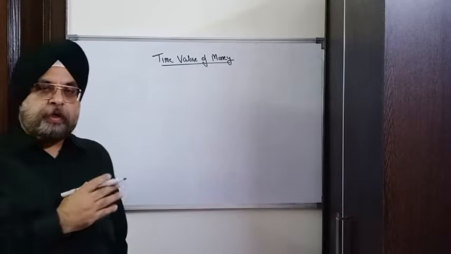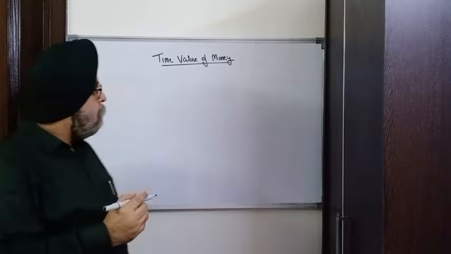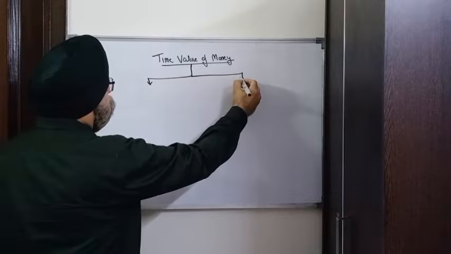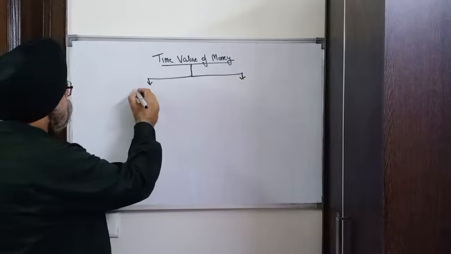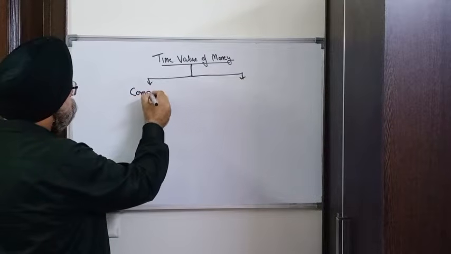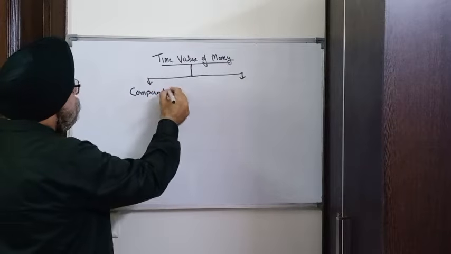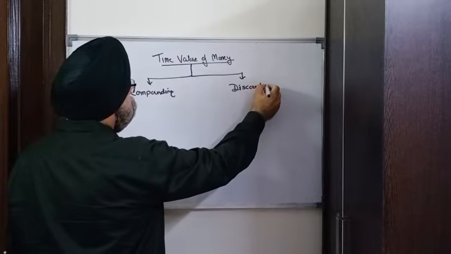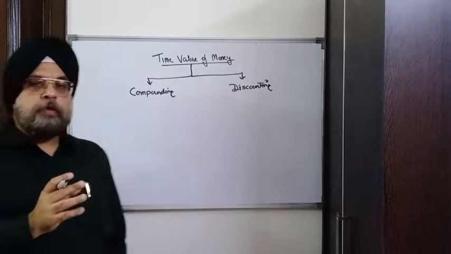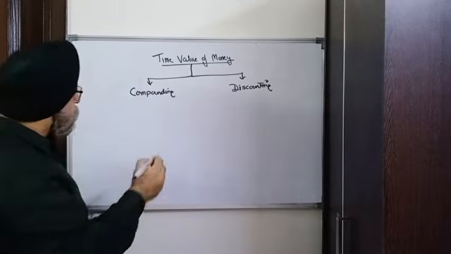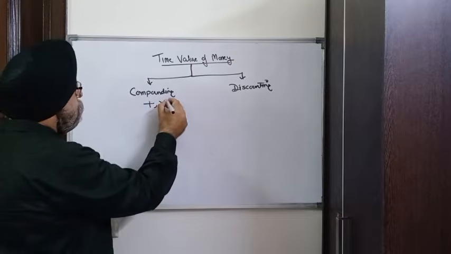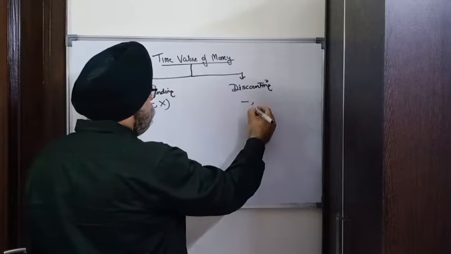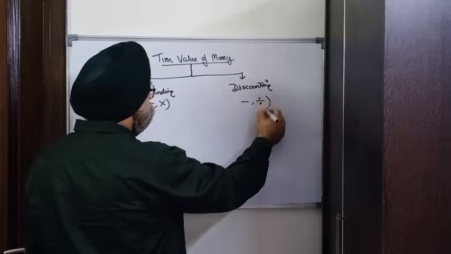Today I'm going to start with the practical portion of time value of money. The time value of money can be divided into two parts. First, the process of compounding, and the second part deals with the process of discounting. When I use the word compounding, it means I am adding something or multiplying something to it. And when I use the word discounting, it means I'm subtracting or dividing something.